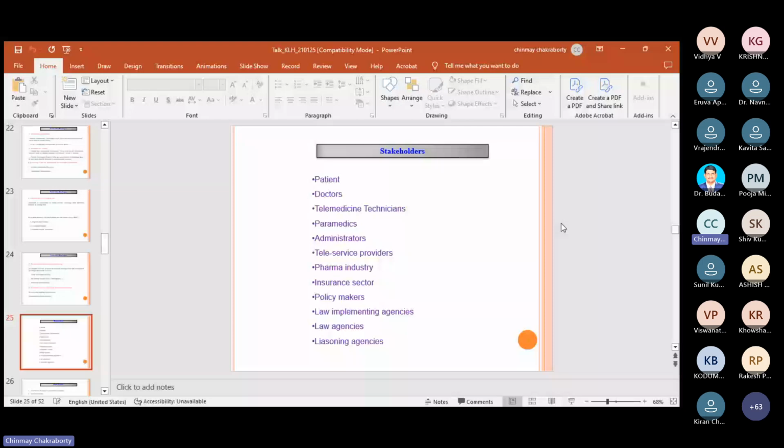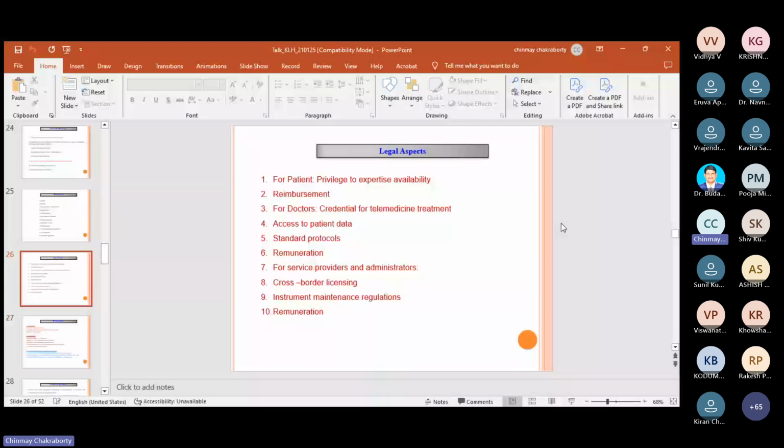And expert doctors are there, and doctors directly associated with expert clinics, nursing homes, and hospitals also. Next, telemedicine technicians, and another one is paramedics, administrators, teleservice providers, pharma industry, insurance sector, policymakers, law implementing agencies, law agencies, and licensing agencies. So these are the important stakeholders for telemedicine, that is, the telehealth sectors.